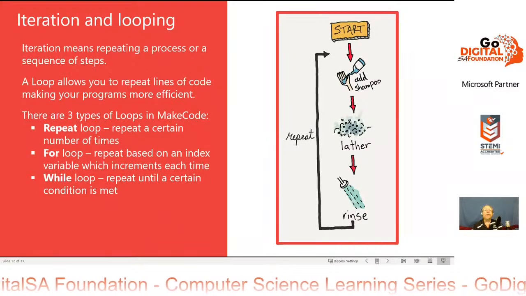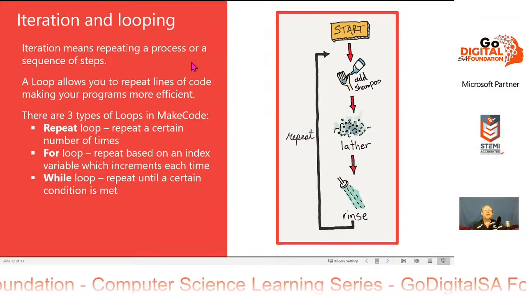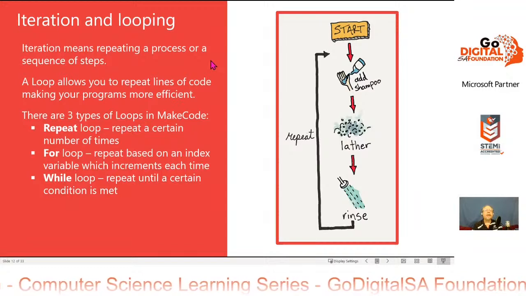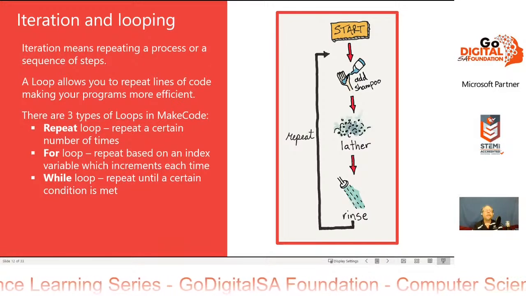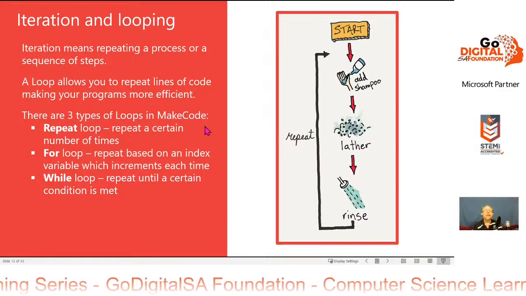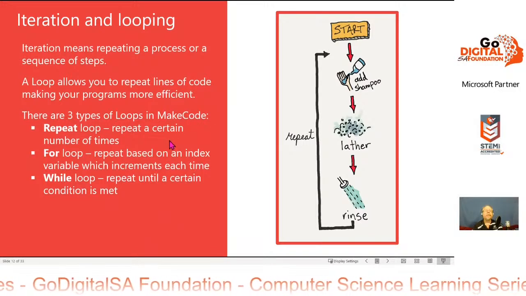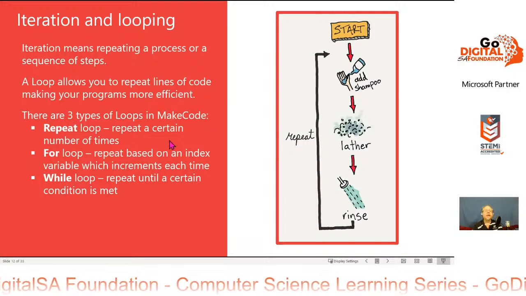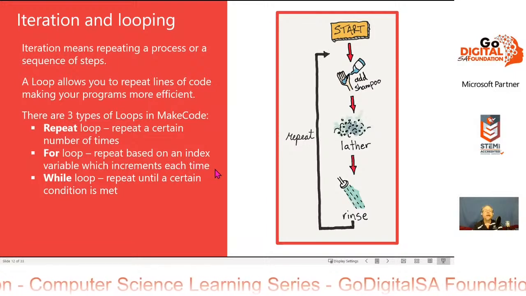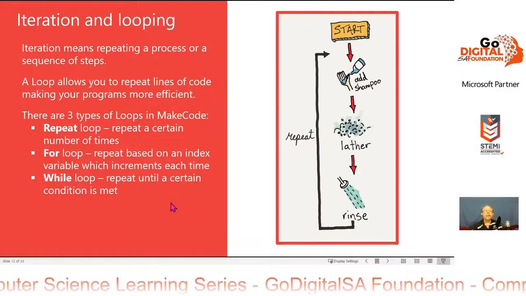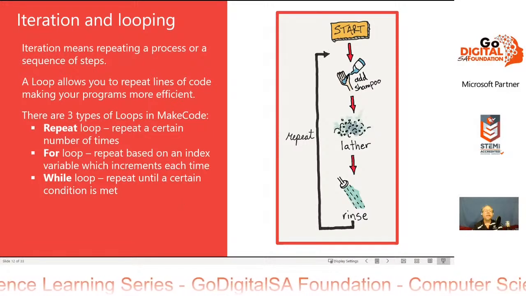Okay, iteration and looping. Iteration means repeating a process or sequence of steps. A loop allows you to repeat lines of code, making your programs more efficient. There are 3 types of loops in MakeCode. The repeat loop repeats a certain number of times. The for loop repeats based on an index variable, which increments each time. The while loop repeats until a certain condition is met.